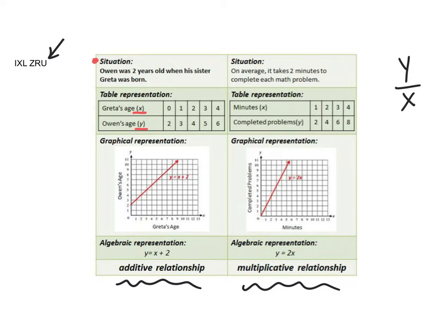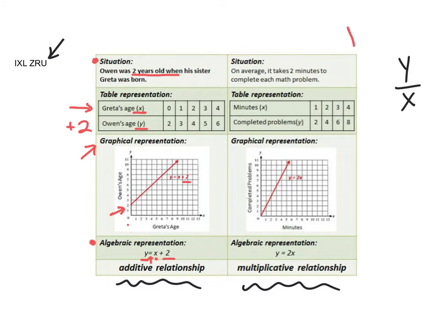But you will notice that every time Greta's age changes, Owen is always 2 more than that, because that is an additive change. This can be shown in a graph. It's going to start at 2. So when Greta was born, 0, Owen was 2. Then every time they age 1, well, each of them is aging a year, but the difference between their ages is always going to be 2. So this equation could be shown by Owen's age is Greta's age plus 2. That's an additive relationship. Notice that's not going through the origin.